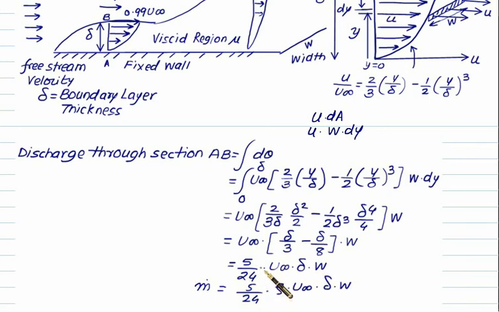And whenever we know the discharge, we can calculate the mass flow rate just by multiplying by rho. So the mass flow rate through the section AB will be equal to 5 by 24 rho multiplied by u infinity multiplied by delta multiplied by w. Out of this, rho, u infinity and w remain constant, so only delta matters here. As delta goes on changing, the mass flow rate will also go on changing. Remember, some mass is entering from the top side also.